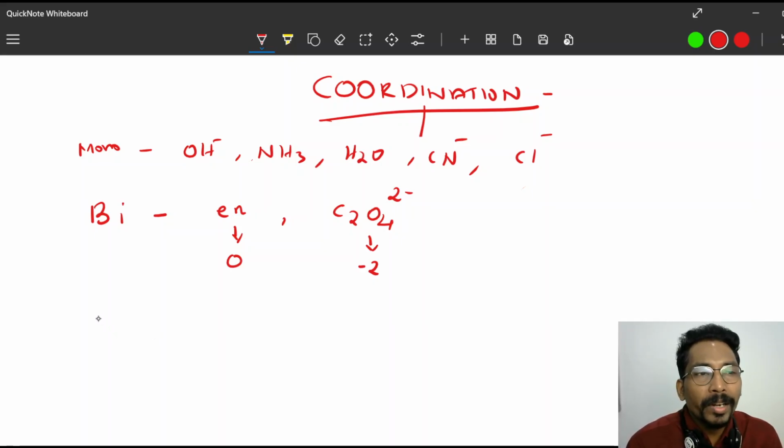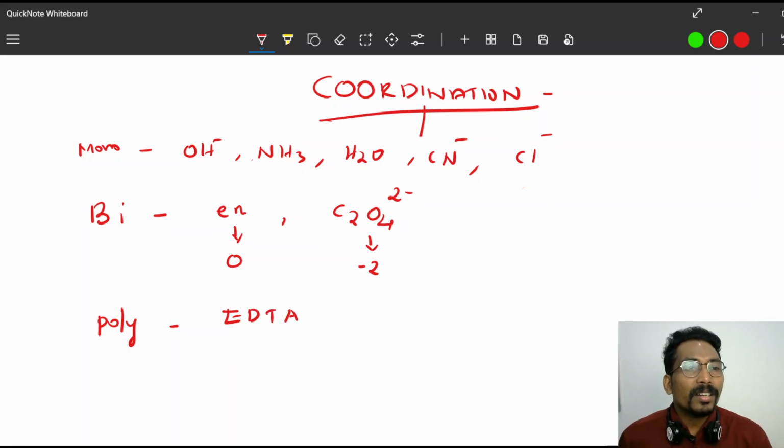Then the next category is polydentate ligand. Polydentate ligand means it can make more than 2 coordinate bonds at a time. For example, the main example is EDTA.